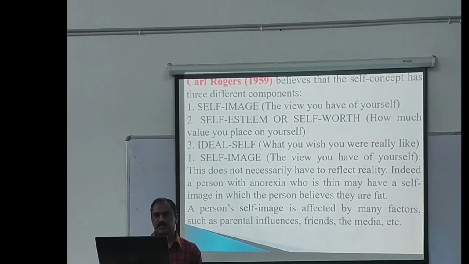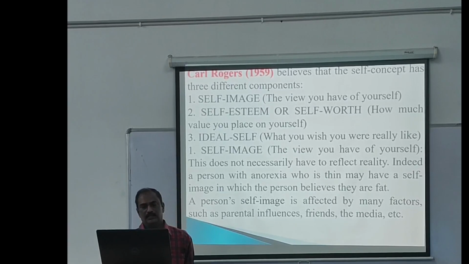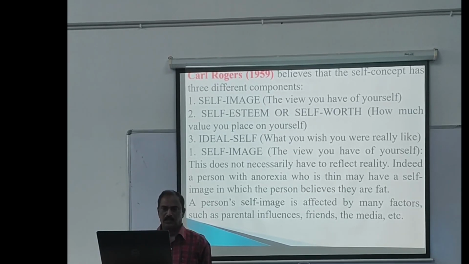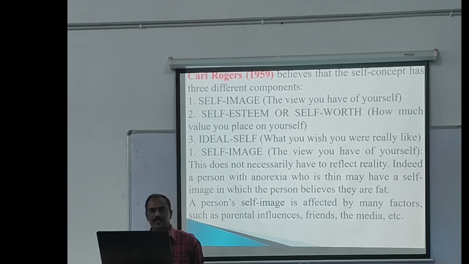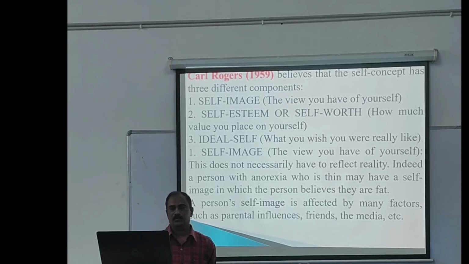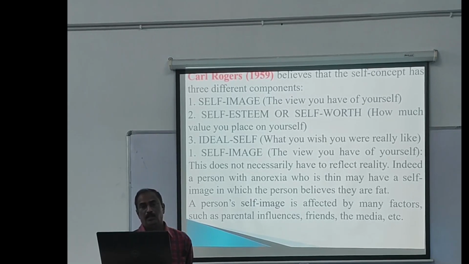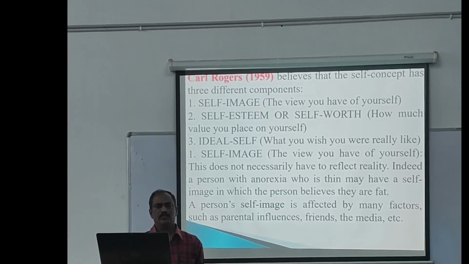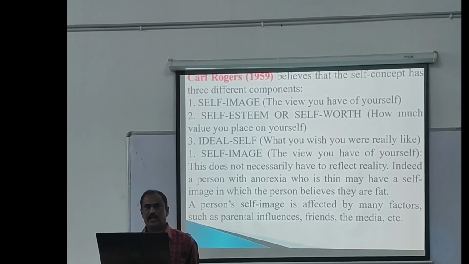One is self-image, second is self-esteem or self-worth, and the third one is ideal self. Self-image means the view you have of yourself. Self-esteem means how much value you place on yourself. And the third, ideal self, means what you wish you were really like. So this is the ideal wish. With this ideal wish, you may or may not become like that, but everyone should have an ideal wish. I want to become like that.